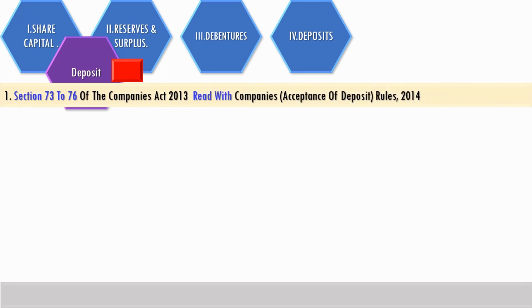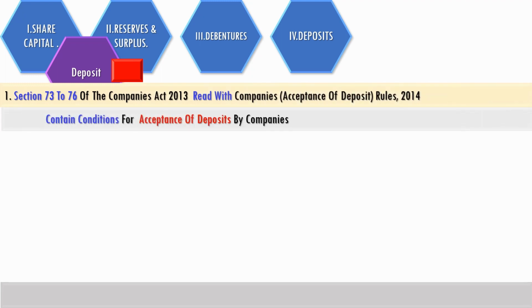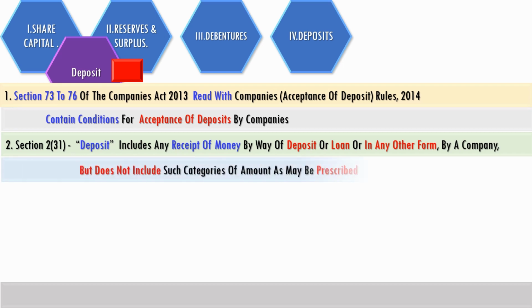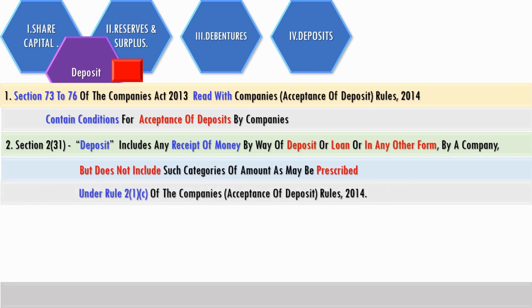Section 73 to 76 of the Companies Act, read with Companies Acceptance of Deposit Rules, contains conditions for acceptance of deposits by companies. Section 2, subsection 31 says deposit includes receipt of money by way of deposit, loan or in any other form by a company, but it doesn't include such categories which are prescribed under Rule 2, subsection 1, clause C of the Company's Acceptance of Deposit Rules 2014.